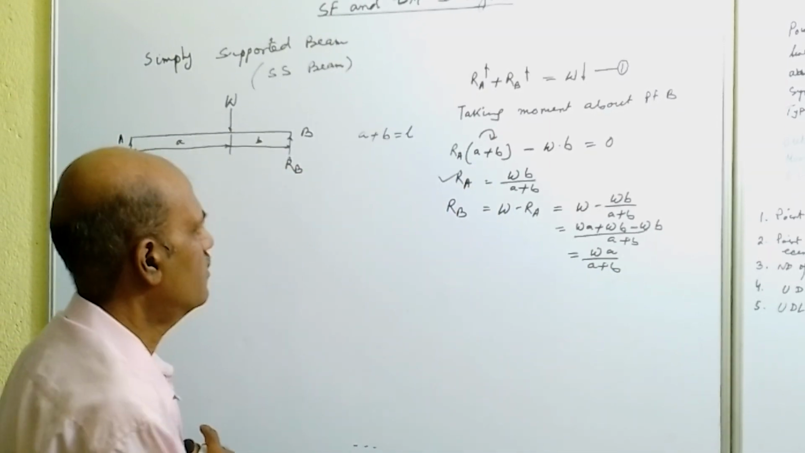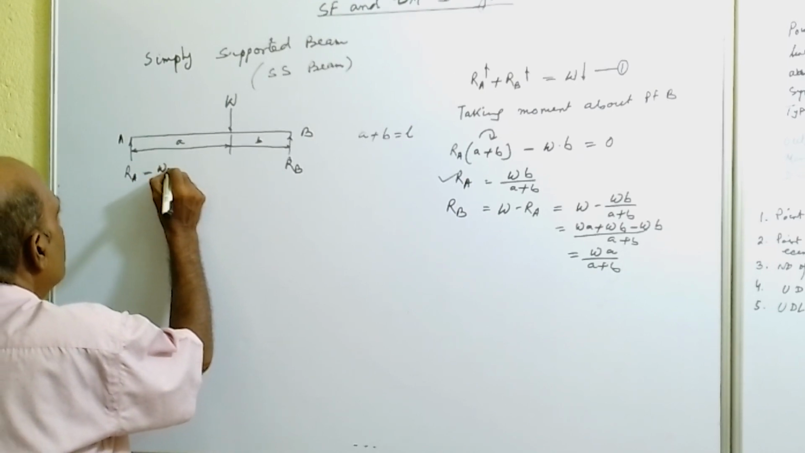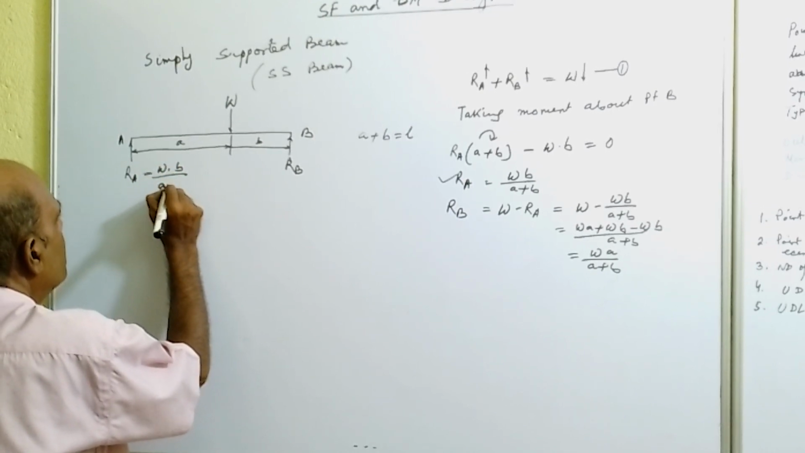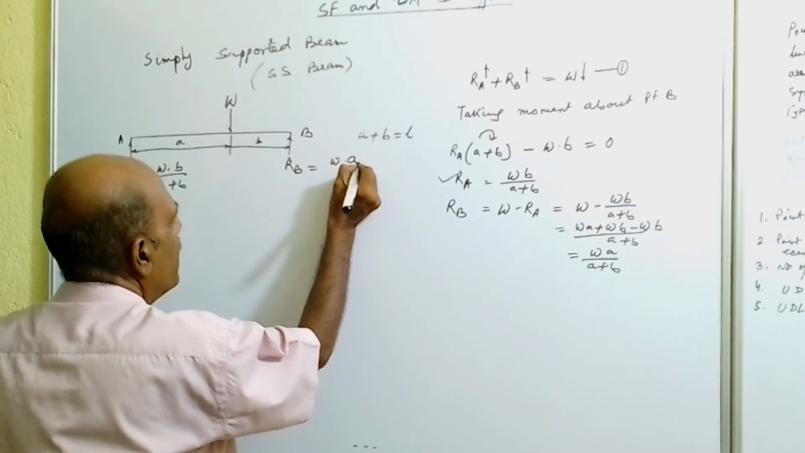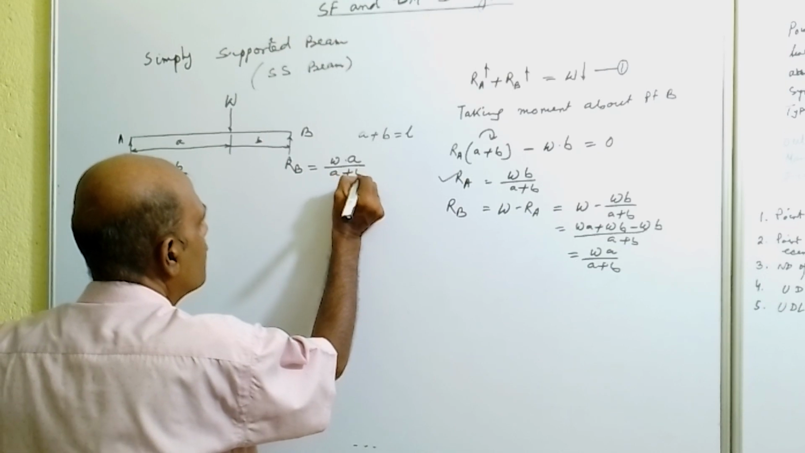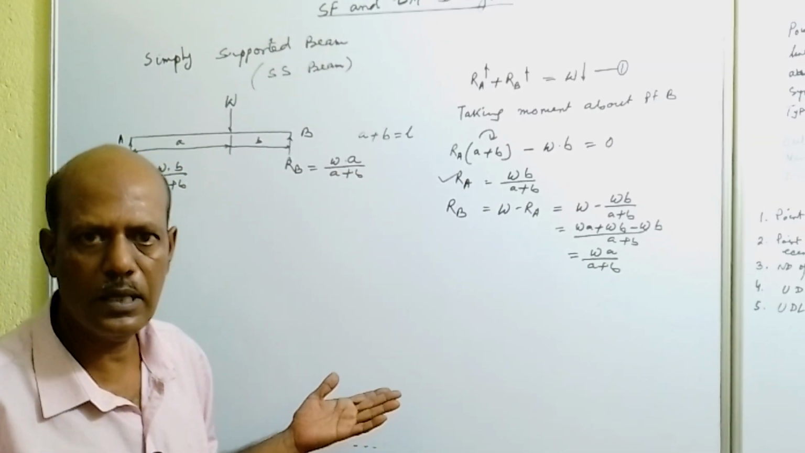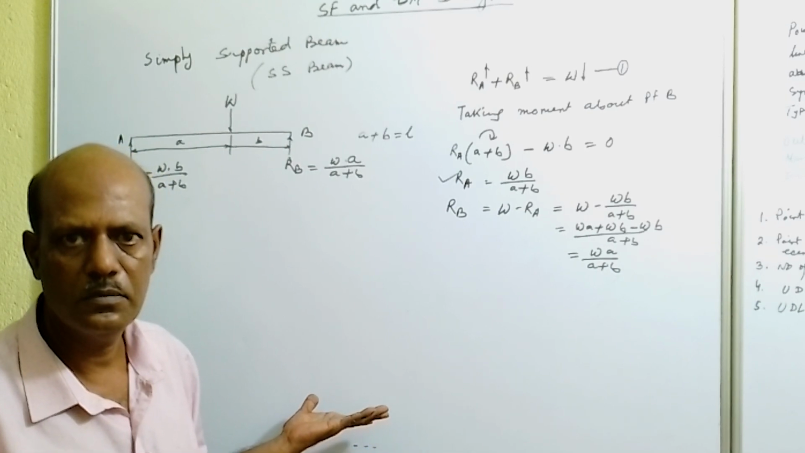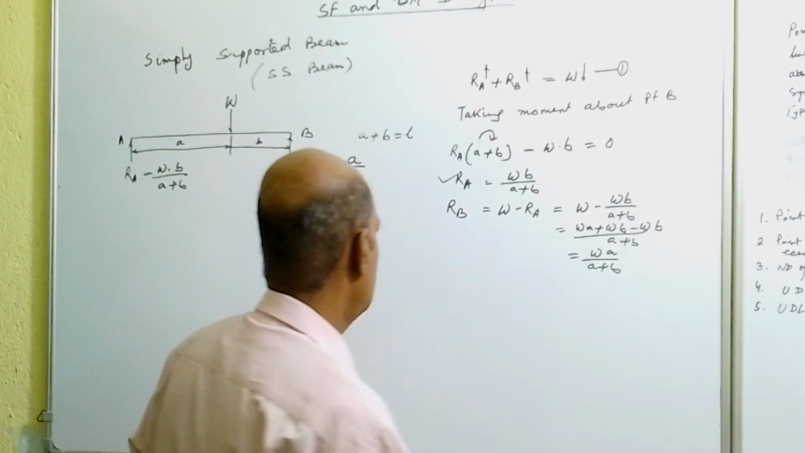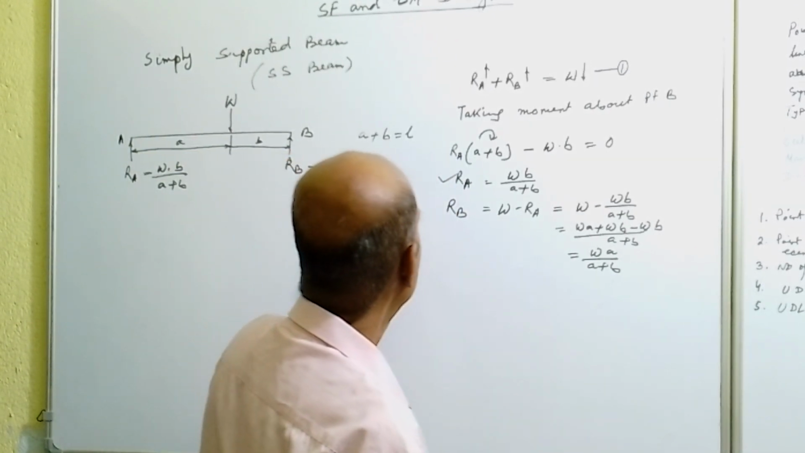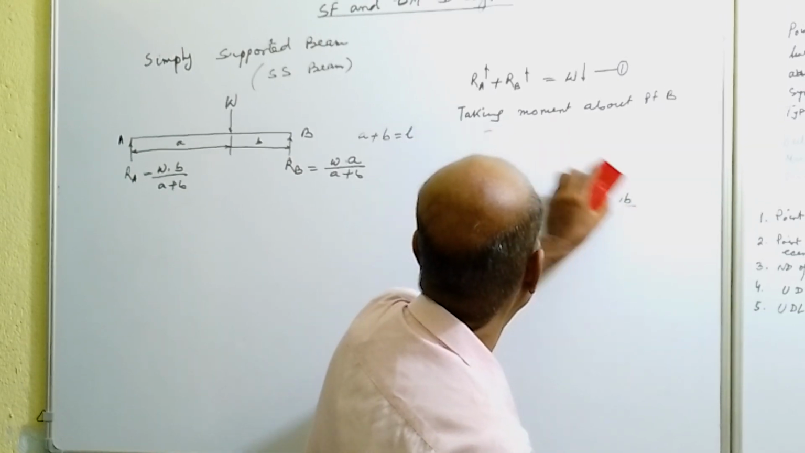So we have got this. So we can write here RA is W into B by A plus B, and RB is equal to W into A by A plus B. So we have got the reactions. So for any problem, first we have to calculate the reactions at supports. So there are two supports. So RA and RB we have to calculate first. After that we will go for shear force and bending moment diagram.